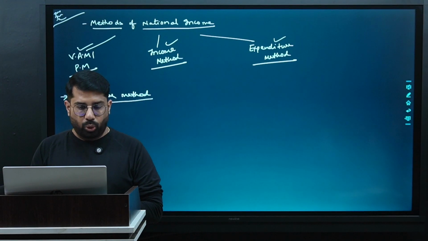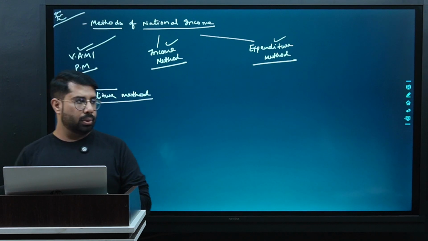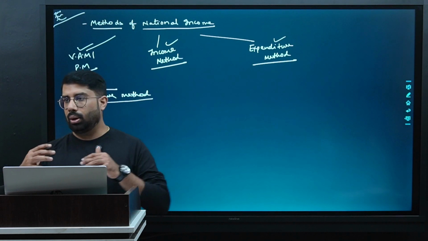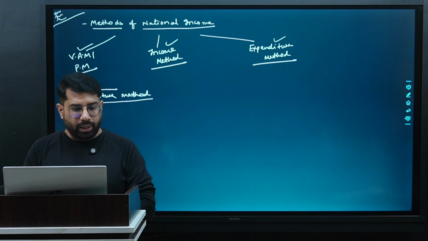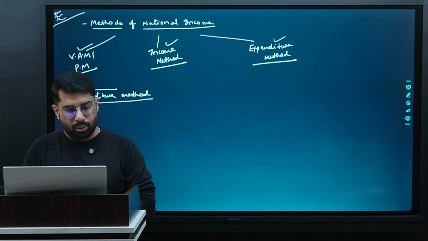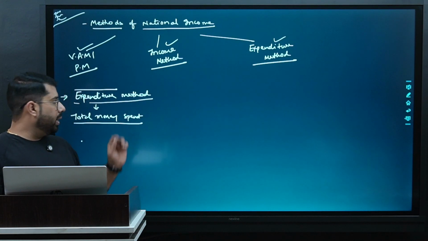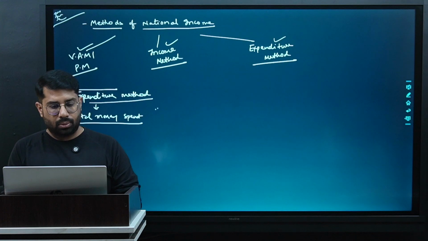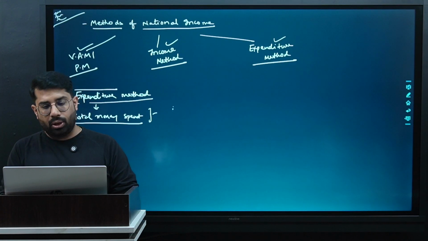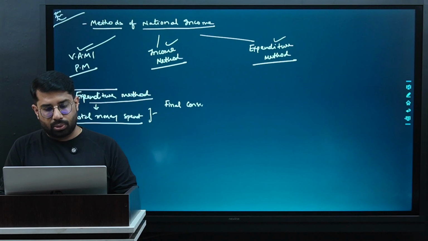Now, what is expenditure here? Expenditure means total money spent. What do you mean by expenditure? Total money spent. Achha, where are you spending the money? Where are you spending the money? You're spending money on final consumption.